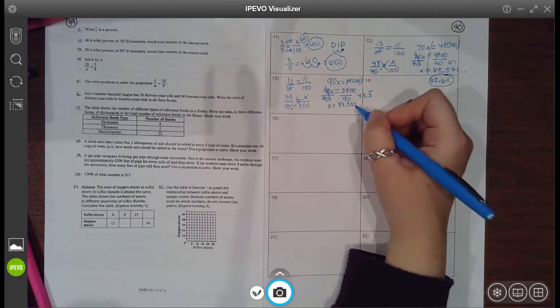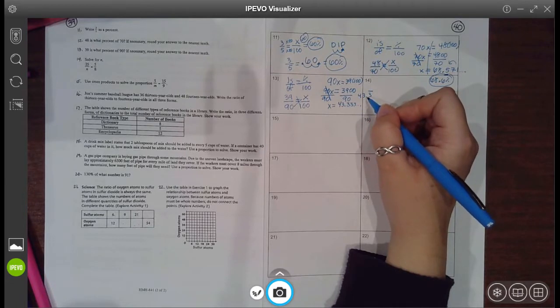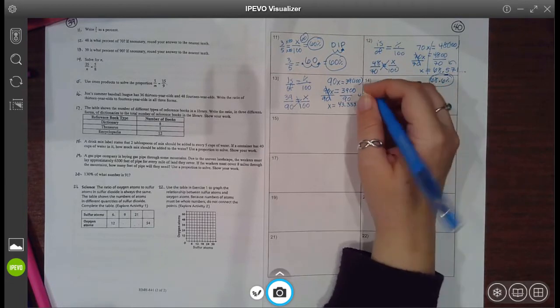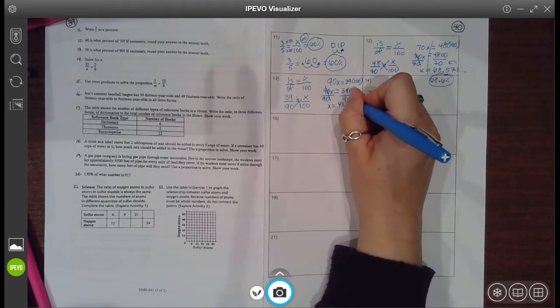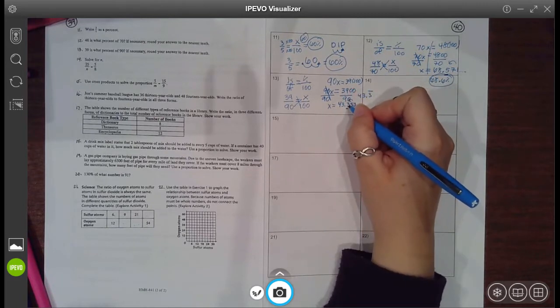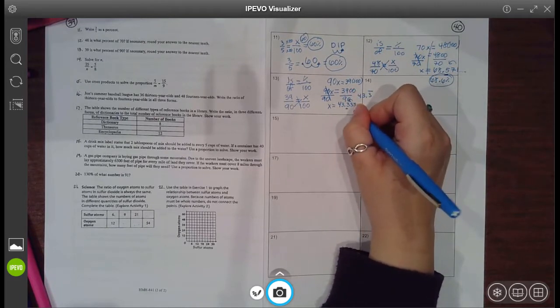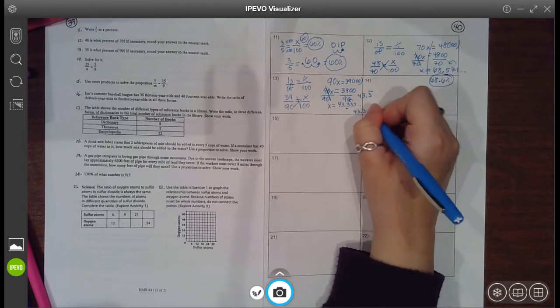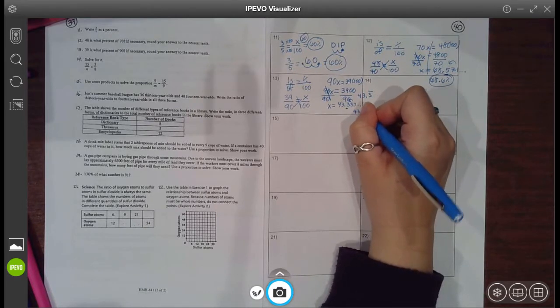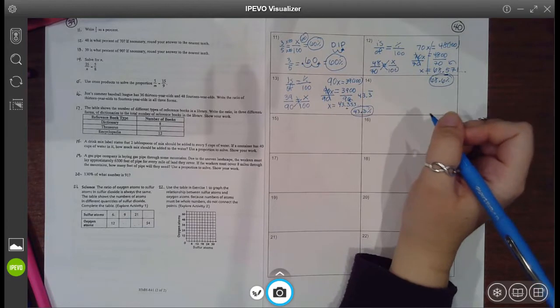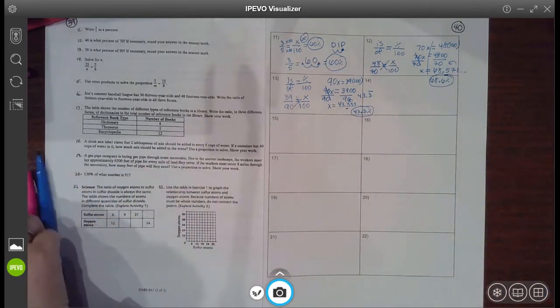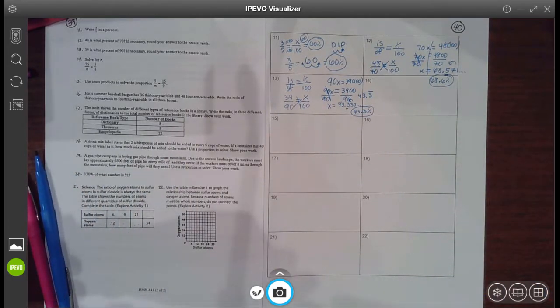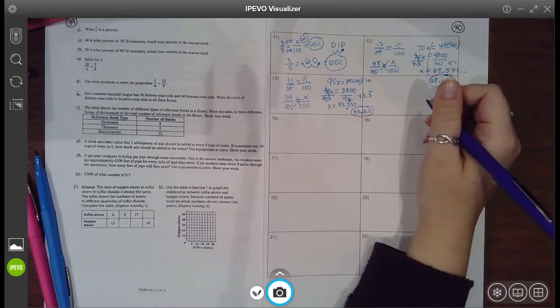Both of those mean 43.3 repeating. And if it keeps going on and on forever, you want to round it to the tenth. Well, that 3 tells this 3 to stay as 3. So it's 43.3, and we were solving for the percent, so it's 43.3%. Okay, I'm going to change colors just because it's all blending into this box.